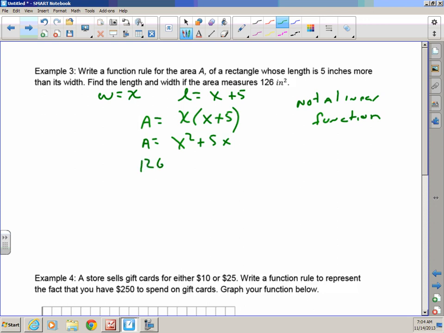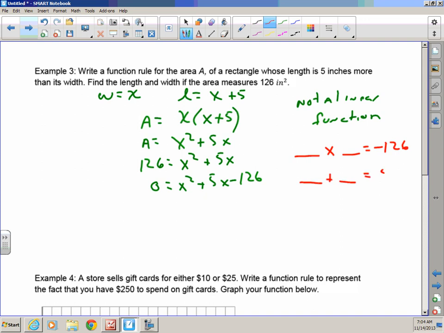Now, I want to figure out what it is when it's 126. What kind of equation do I have? I have a quadratic equation. Now, everybody's sitting there saying, how the heck do I figure out what multiplies, because I need to know what multiplies to negative 126 and adds to a positive 5. And since it multiplies to a negative, I know one of them has to be a negative. Well, there's a very simple way to do this. I'm going to take the number 126 and do a prime factorization, meaning I'm going to break it down until all I have are prime numbers.